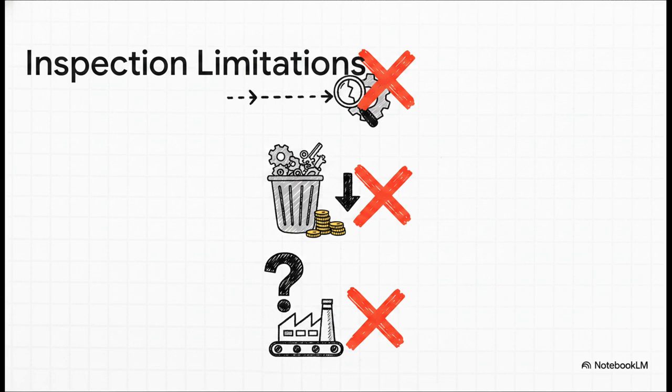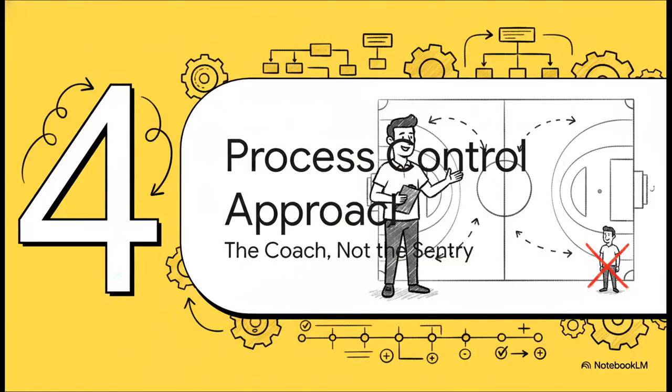It's the wasted labor, the lost machine time, the energy you burned, all of it for nothing. And maybe worst of all, the sentry has no idea why the defects are happening. It's an incredibly expensive solution that doesn't actually solve the root problem. And that brings us to a much, much smarter way of thinking about this, the process control approach.